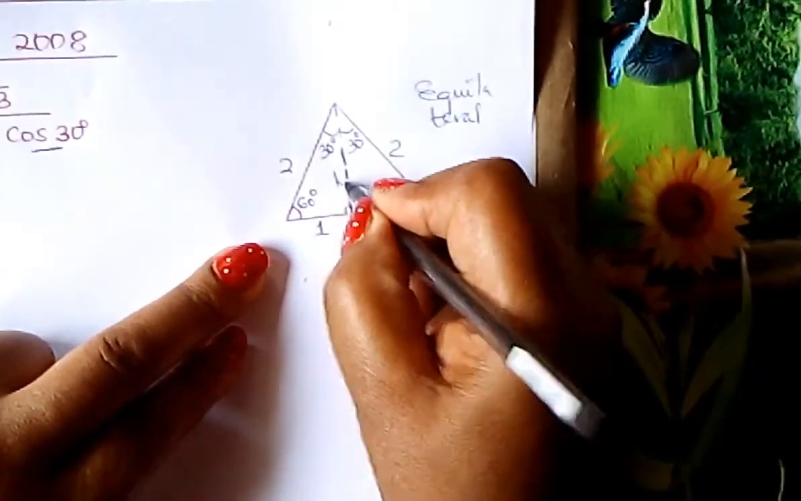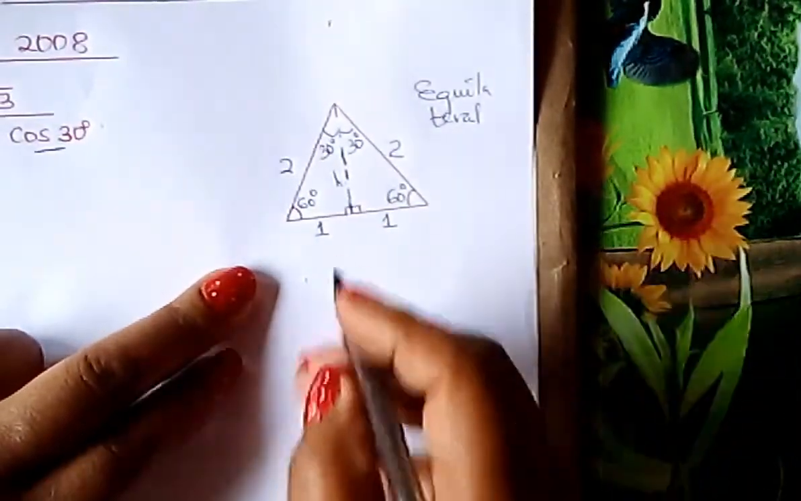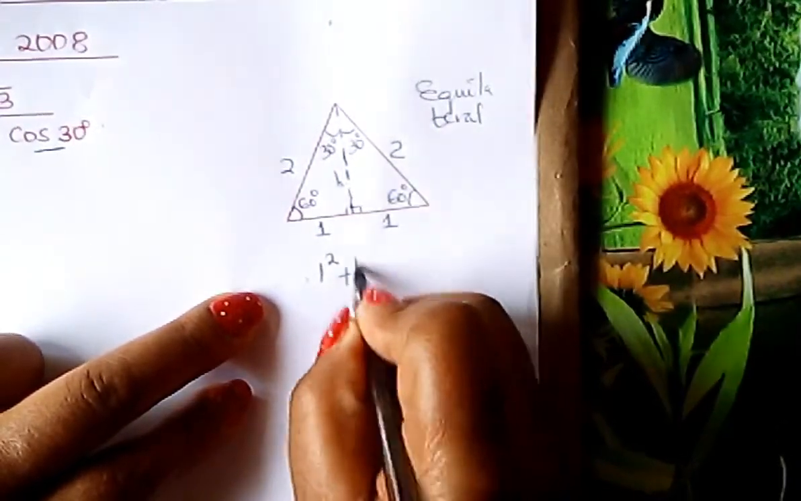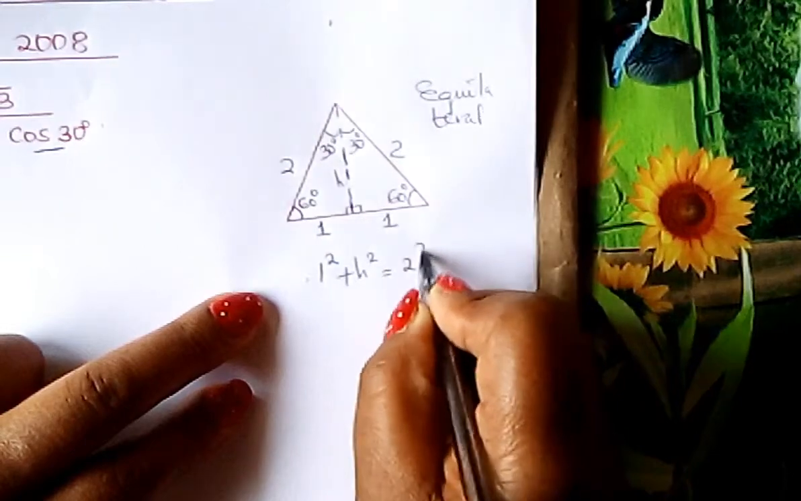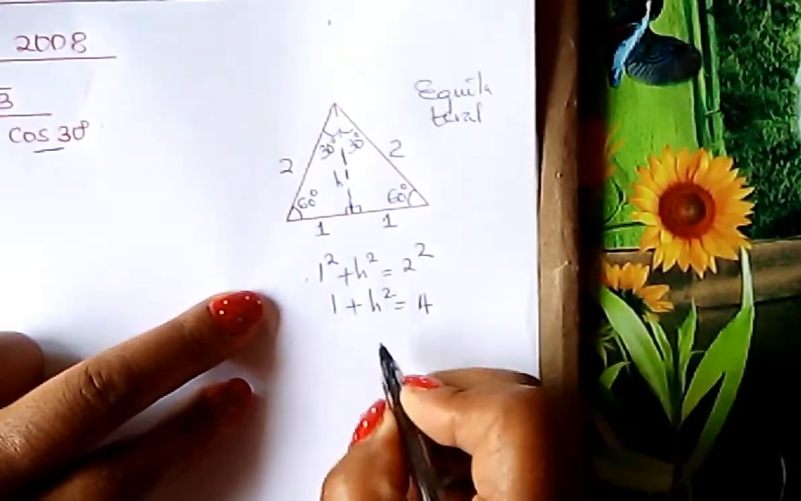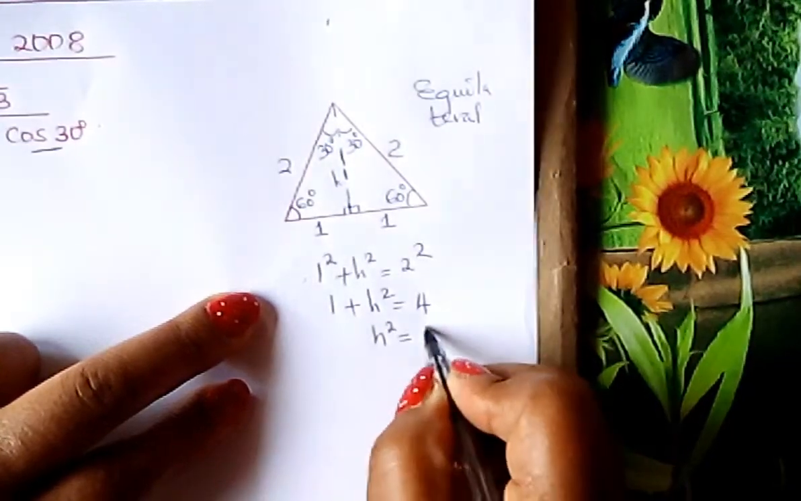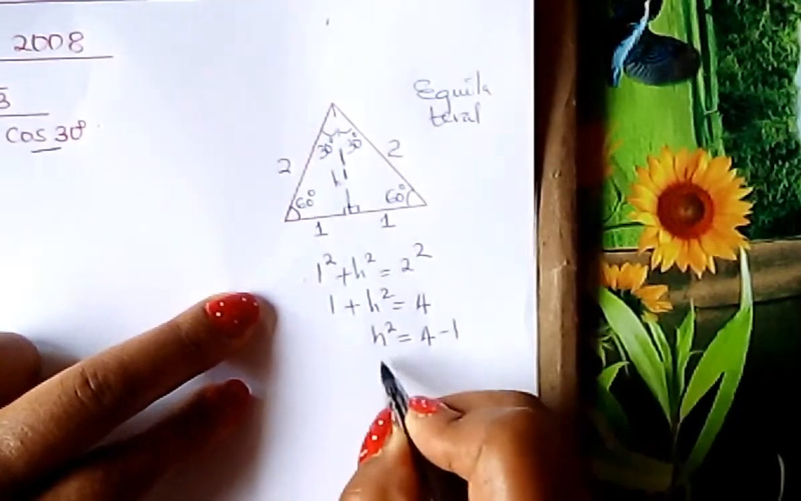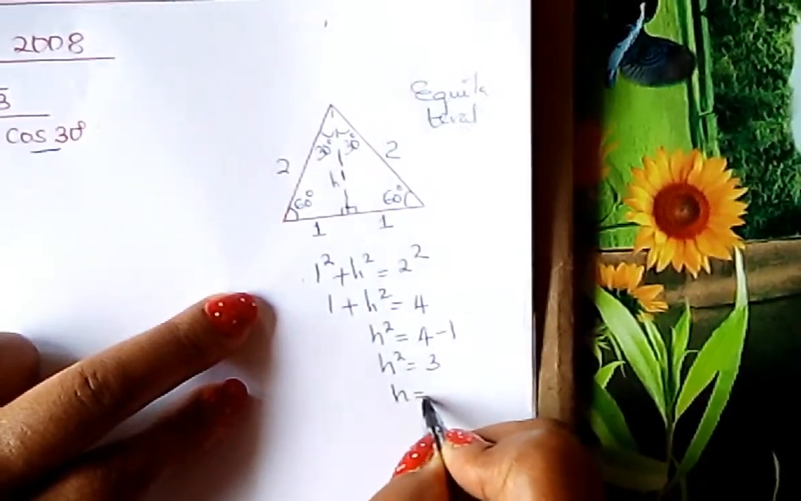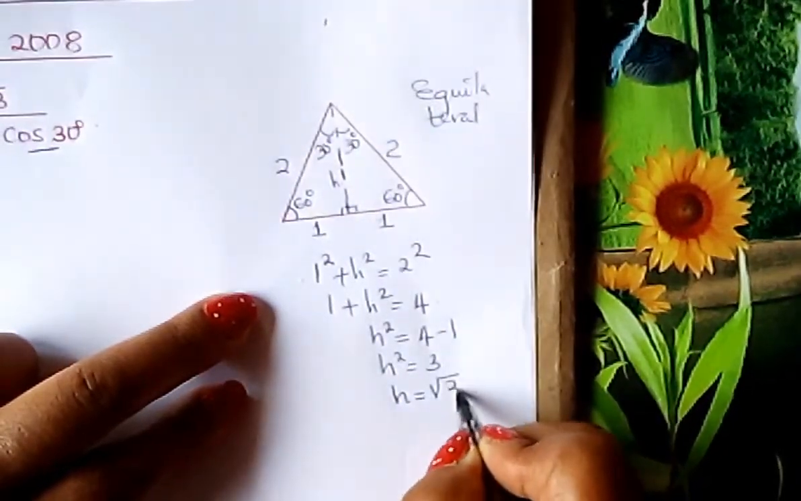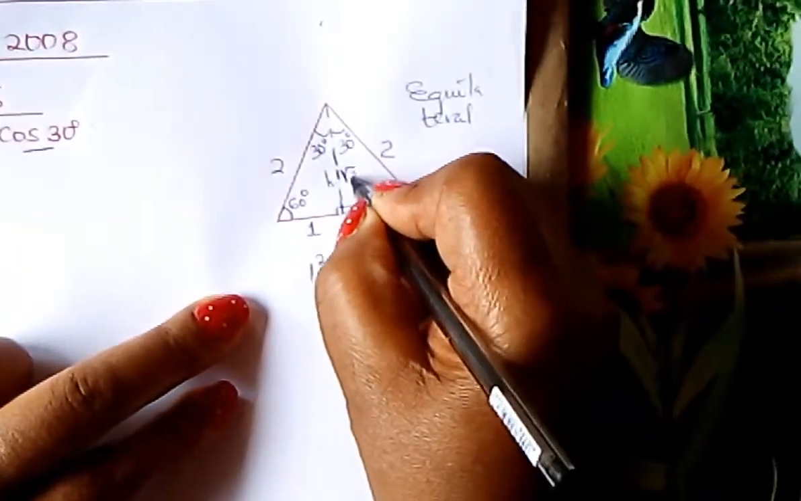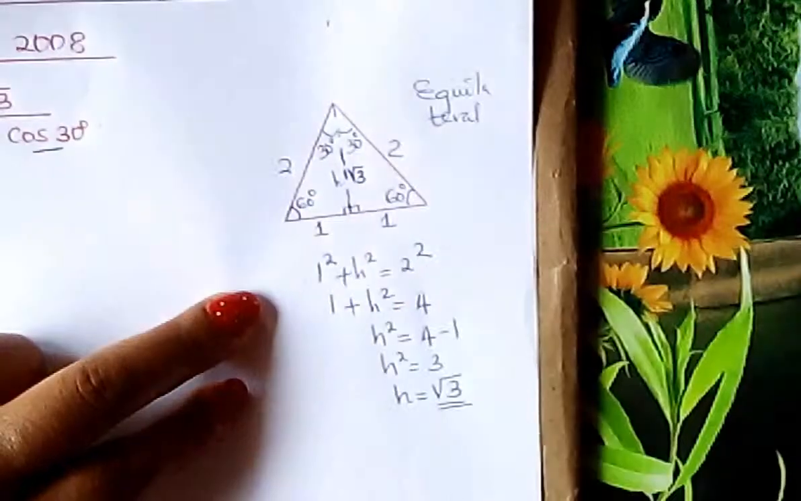You use Pythagoras theorem. You talk of 1 squared plus h squared is equal to 2 squared. So 1 plus h squared, learner, is equal to 4. So h squared is equal to 4 minus 1. h squared is equal to 3. And so from there you find the square root on both sides. So your h is normally root 3. Come and fix it there. Your height is root 3.